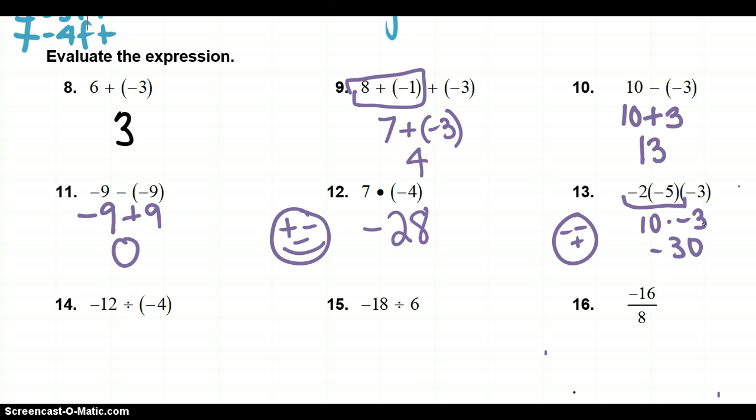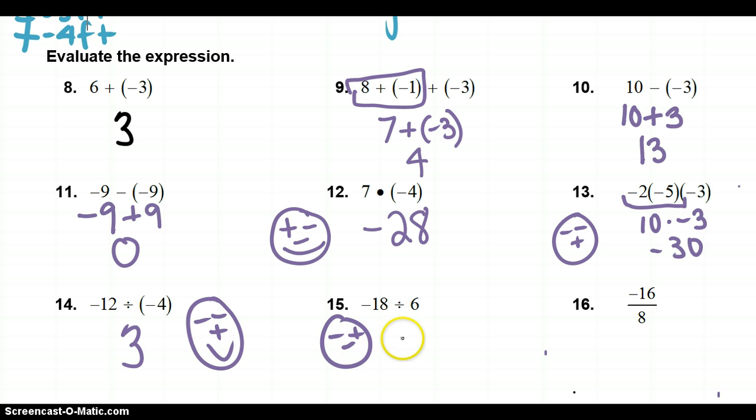14, -12 divided by -4. Remember, division is the same as multiplication for the face rules. Okay, so negative divided by negative is going to be a positive. -12 divided by -4 is positive 3. Division on 15, negative divided by a positive is a negative, so this is -3. And finally, -16 divided by 8. Remember, it can be written this way as a bar, or with the division sign. That would give me -2.